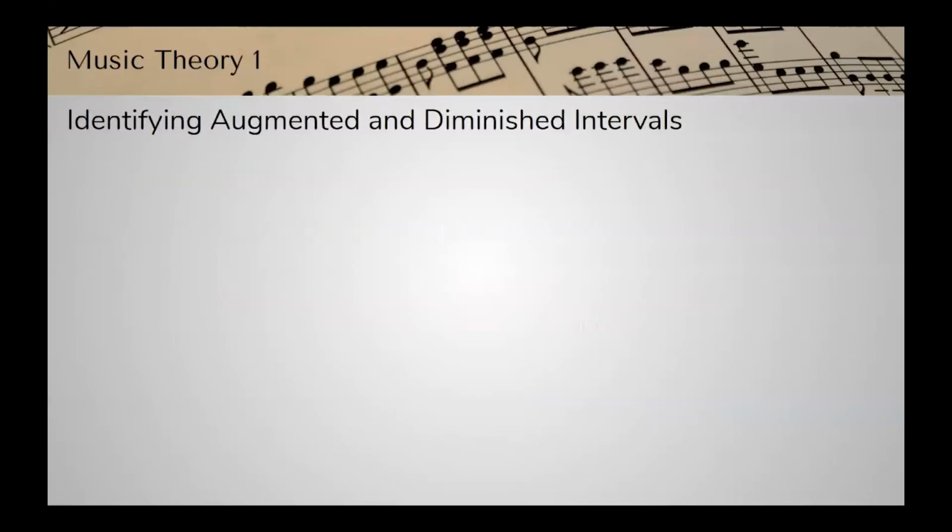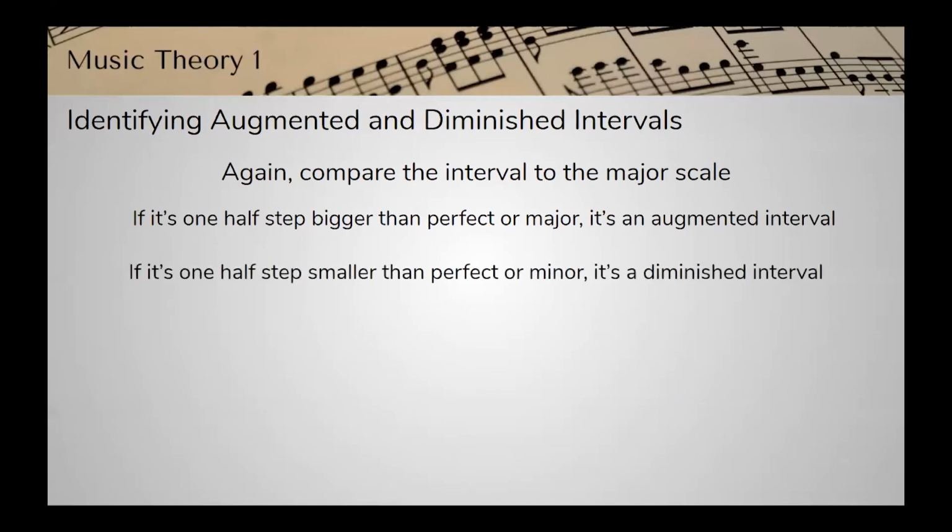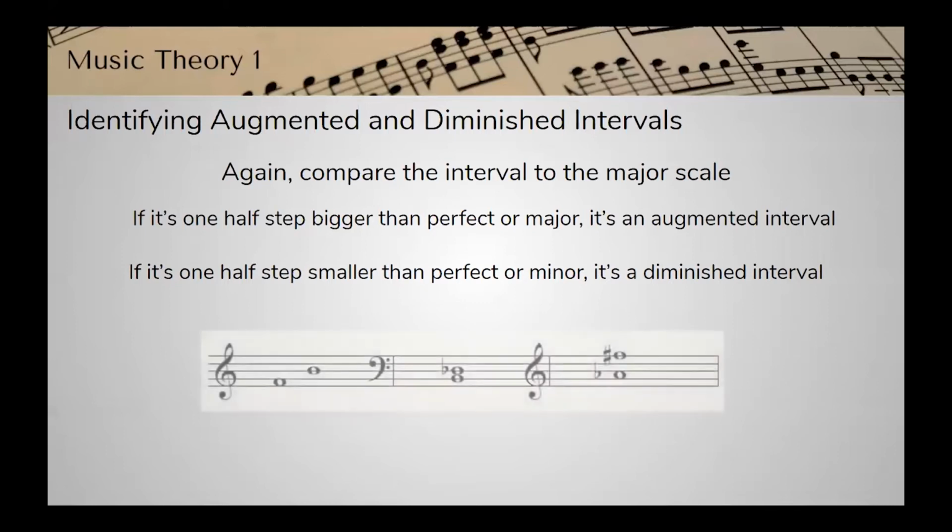Alright, so let's look at how to identify augmented and diminished intervals. You want to use the same technique that we did before, comparing the interval to a major scale. If it's one half step bigger than perfect or major, then it's an augmented interval. If it's one half step smaller than it should be for perfect or minor, then it is a diminished interval. Okay? So some examples here.